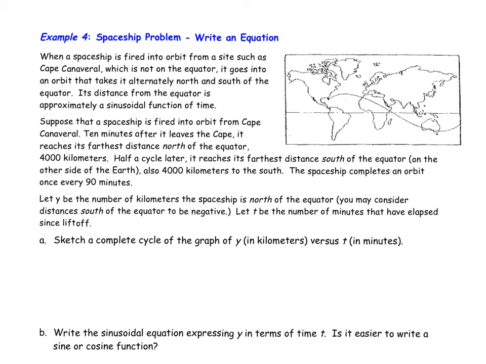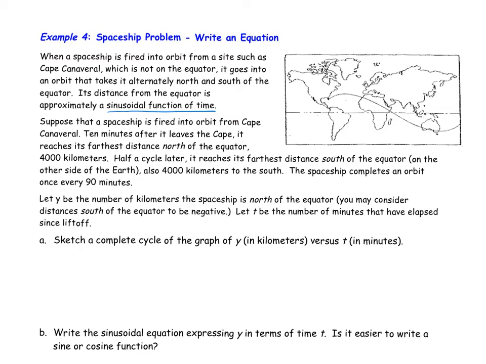When a spaceship is fired into orbit from a site such as Cape Canaveral, which is not on the equator, it goes into an orbit that takes it alternately north and south of the equator. Its distance from the equator is approximately a sinusoidal function. That means a sine or cosine function.